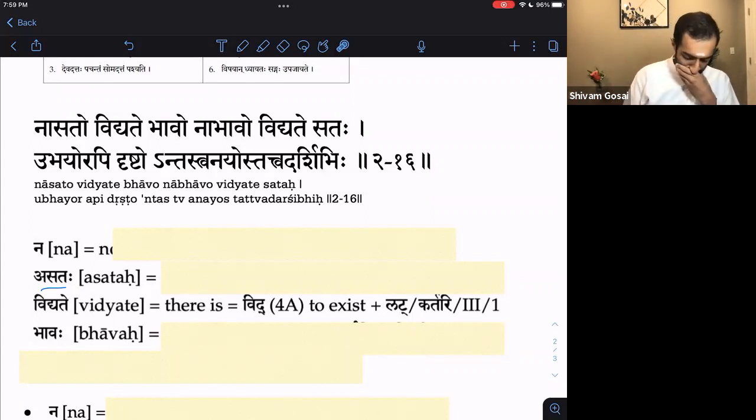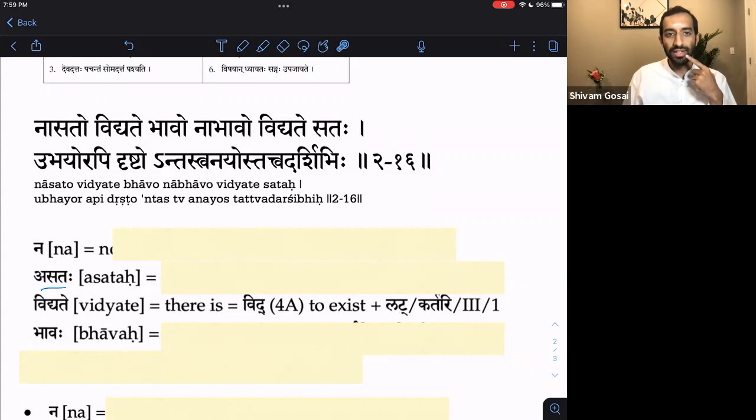So asataha can't be 1-1 because 1-1 of asat would be asan, like sun, santo, santaha. It can't be 1-3 because you don't have the nakara in there. So it has to be 2-3, 5-1, 6-1. So that can't be our 1-1. But we have bhavaha.